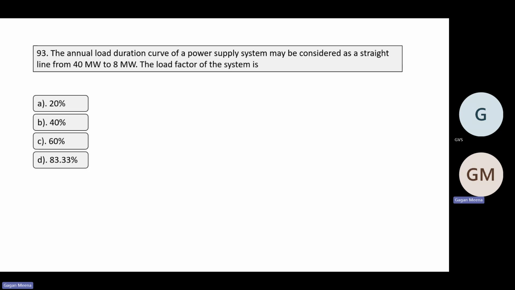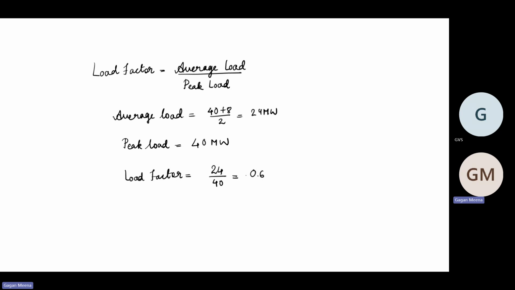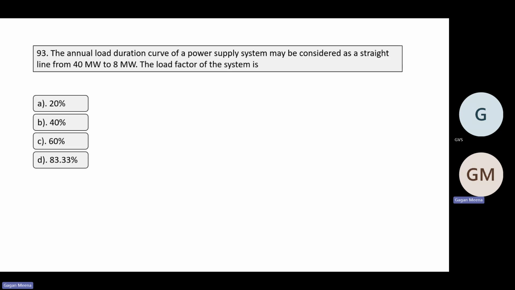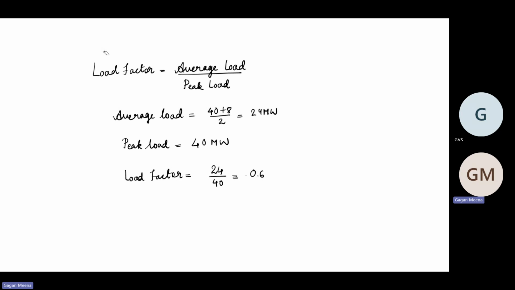Annual load duration curve of power system may be considered as a straight line from 40 to 80. Load factor is average upon peak, and average you can calculate by these two, 48 by 2, 24. And peak load is 40, so it is very simple.